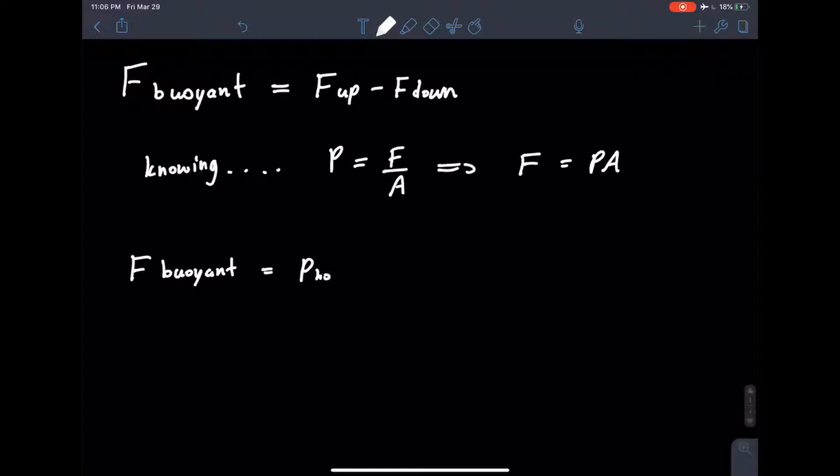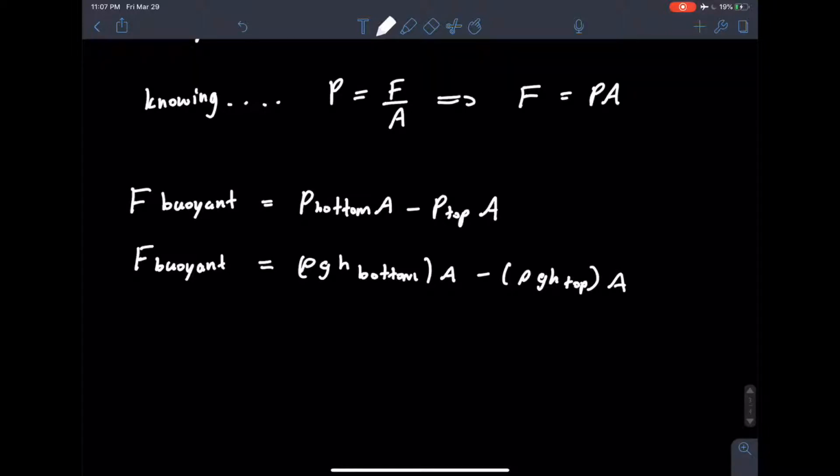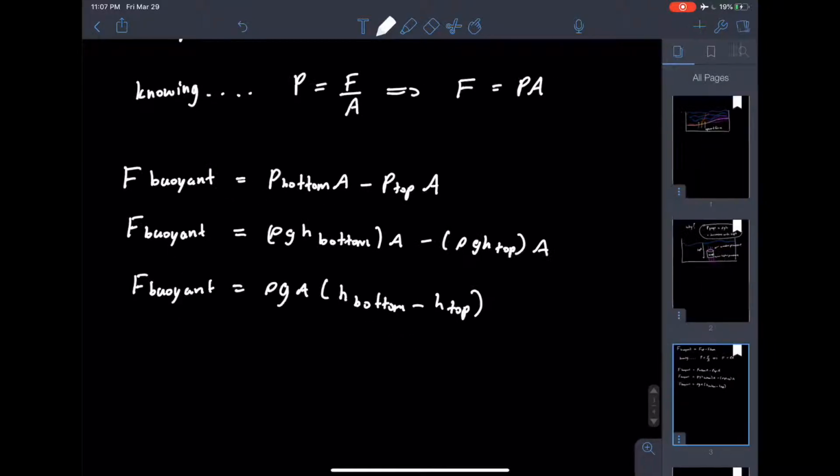So now we go further and we write force buoyancy is equal to the pressure of the bottom part of the soup can multiplied by A, minus the pressure at the top multiplied by area. Writing this even further, the buoyancy force is equal to rho gh of the bottom multiplied by the area, minus rho gh of the top multiplied by area. Factoring this out, we get force buoyancy is equal to rho gA multiplied by h bottom minus h top, the height of the bottom portion of the can minus the top height of the can.